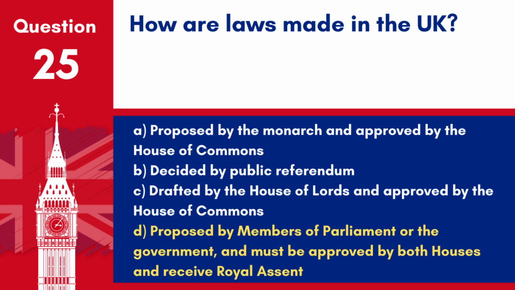Answer. D. Proposed by members of Parliament or the government, and must be approved by both houses and receive royal assent. Laws in the UK are proposed by MPs or the government, and require approval by both the House of Commons and the House of Lords, followed by royal assent from the monarch.